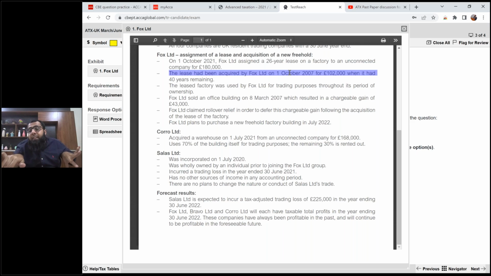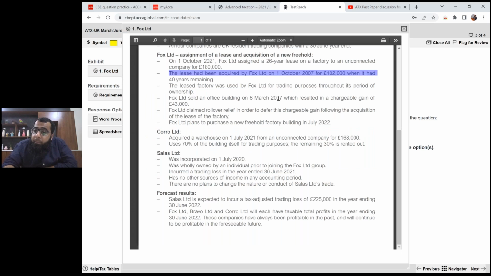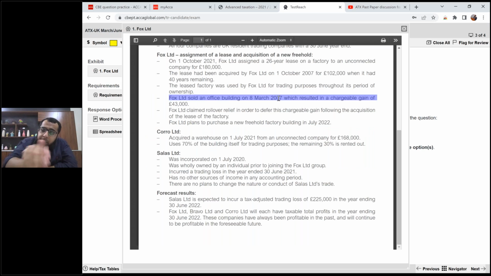Don't mix it with the lease gain. Disposal of the lease property gave a separate gain of 91,849. Then talking about the deferred gain, the gain which was deferred in 2007 got chargeable in 2017 because 10 years were completed. In holdover, it gets chargeable after 10 years. I hope that I have made myself clear. Still, if you have any query, you can call me on my number. I'll explain you further. Okay.